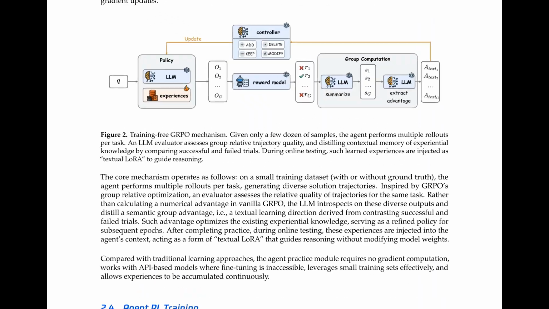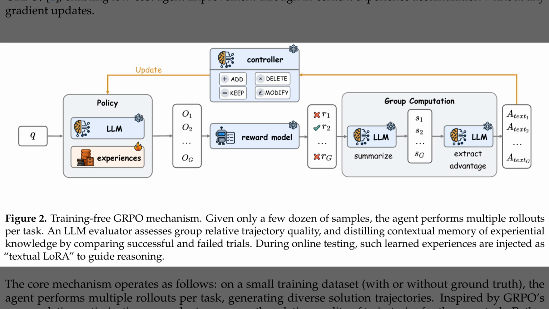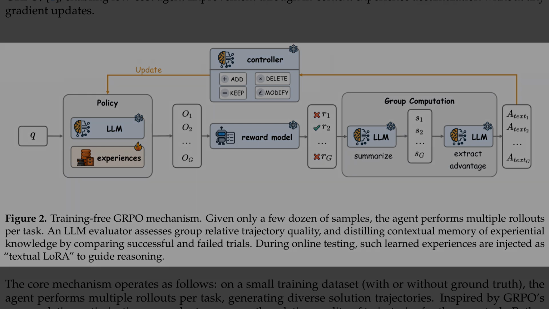So once the agent is built, it needs to learn. Figure 2 details the training-free GRPO mechanism, allowing improvement without updating model weights. On the left, the policy combines a frozen LLM with a mutable memory of experiences. In the center, the agent generates multiple outputs, which a reward model scores to distinguish success from failure. The group computation block then distills these results into textual advantages. Finally, the controller at the top uses this feedback to update the experience memory, creating a cycle of continuous self-improvement.